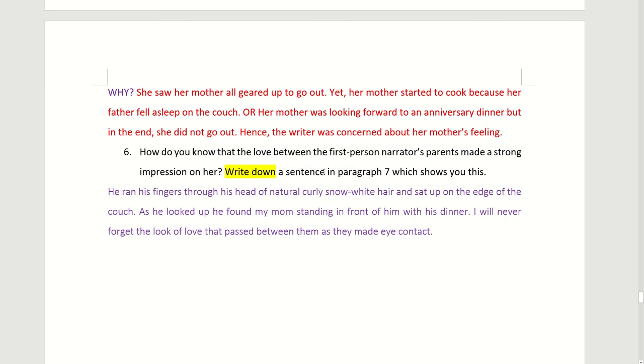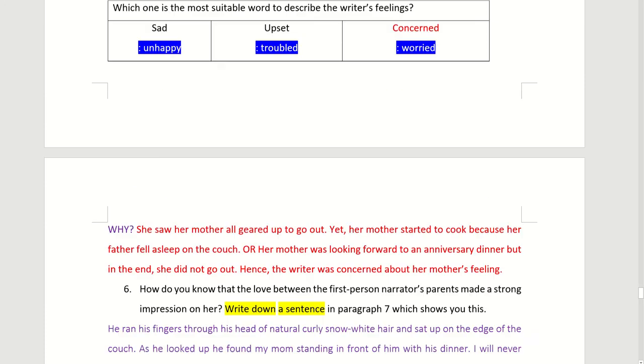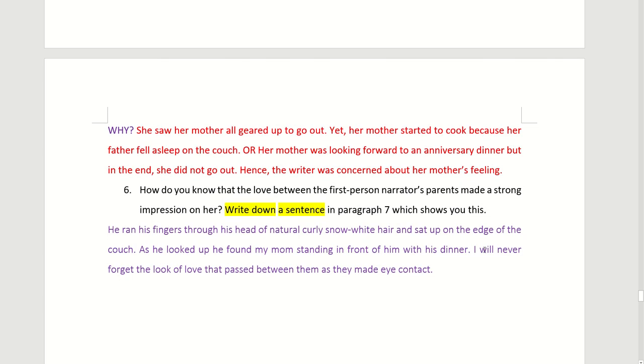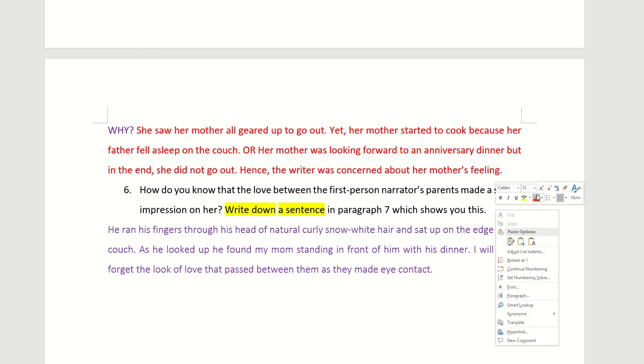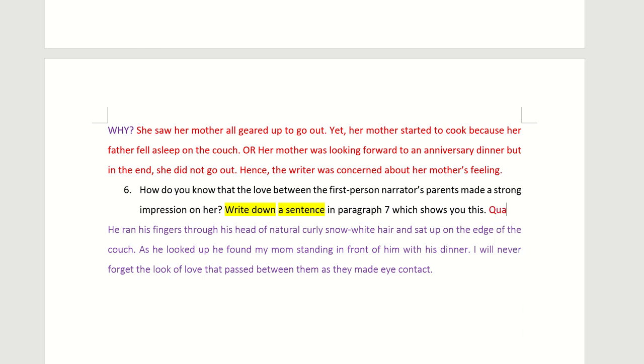Write down a sentence. What kind of sentence is this? What question is this? Quotation mark. Quotation question. Quotation question.